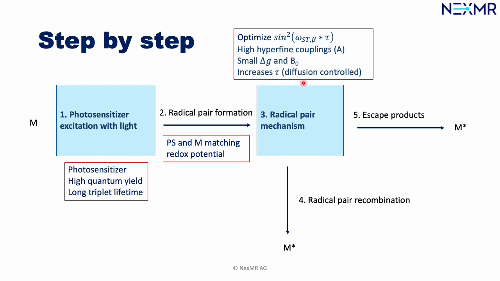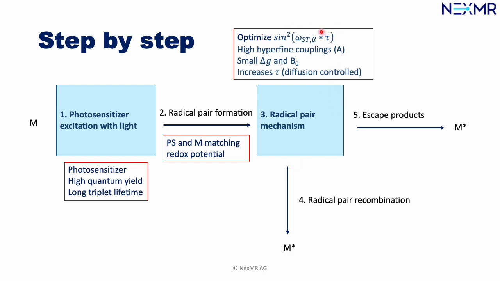And then you can optimize your radical pair mechanism. So I always write sin square of the frequency of the triplet-singlet mixing times tau. Here, sorry for the beta, you can just ignore this, but this is the probability of being in a triplet state or in a singlet state. So the probability of being in a singlet state is sin square of this product. So you can optimize this so that you obtain more.